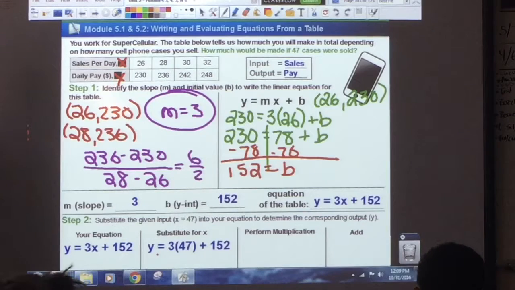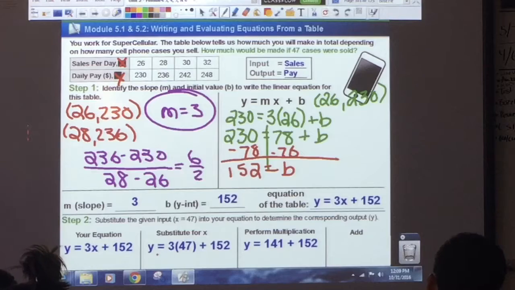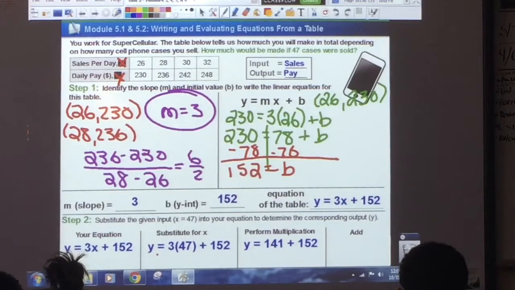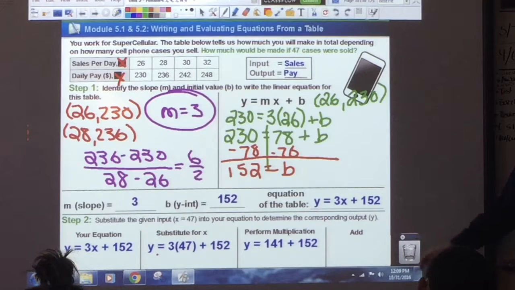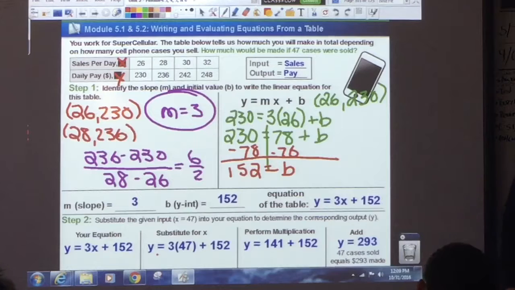I then multiply, and I get y equals 141 plus 152. The very last step is for me to add together, and then I get the answer to my question, which is what, Liana? If I sell 47 cases, how much dinero do I make? 300. Shh. Liana, how much do I make? $293 when you sell 47 cases.